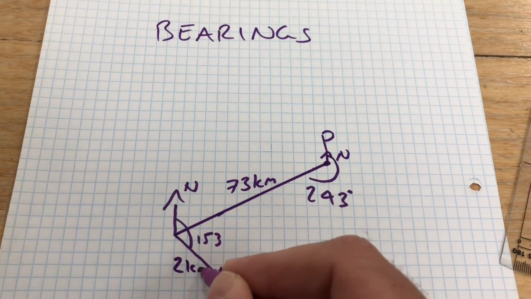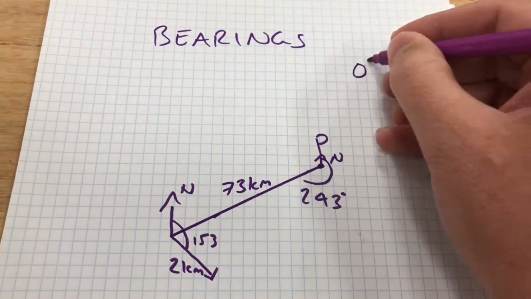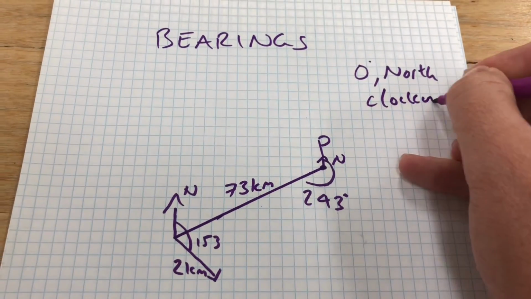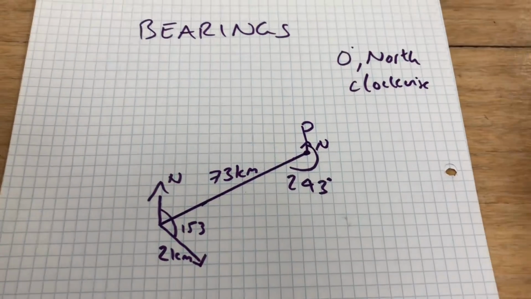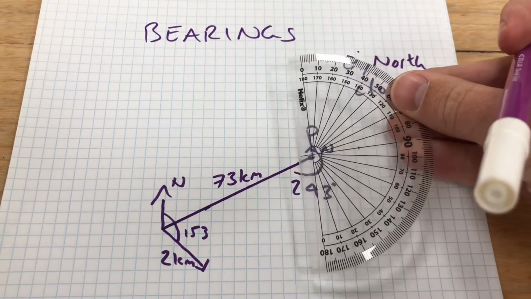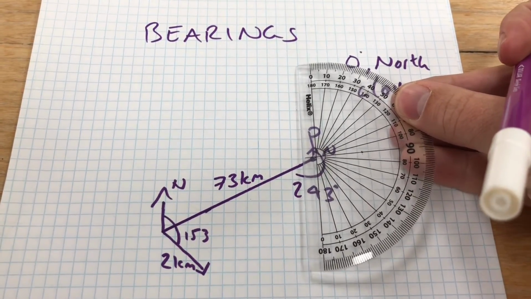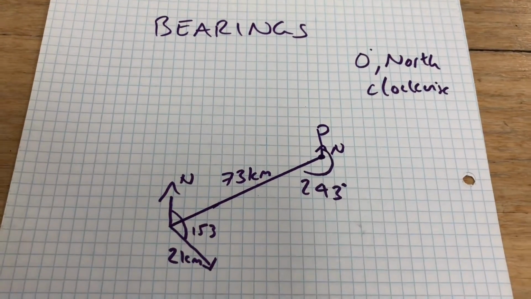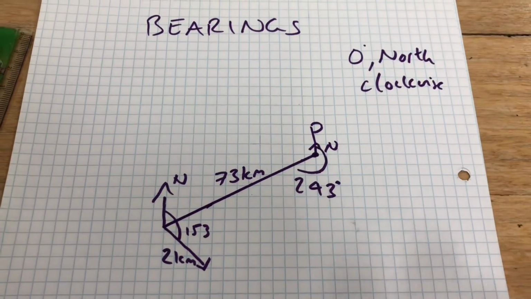Before you start, make sure you read from 0 north and then go clockwise. Okay, so always remember that. When you're measuring bearings, if you're drawing a picture to give yourself an idea, use a protractor, 0 is at north, and read clockwise. Okay, what can I do with some of the angles we've got?